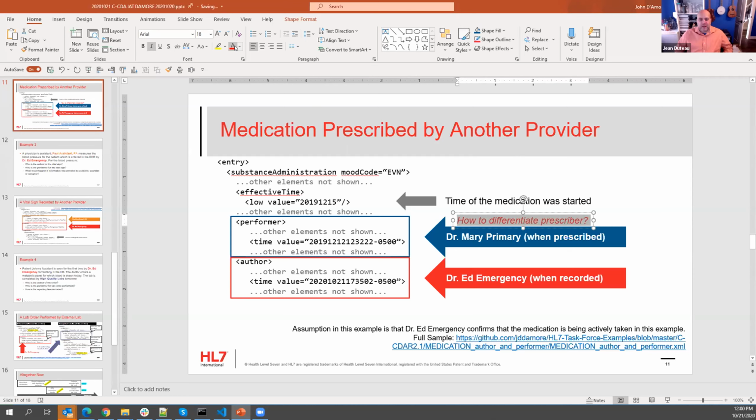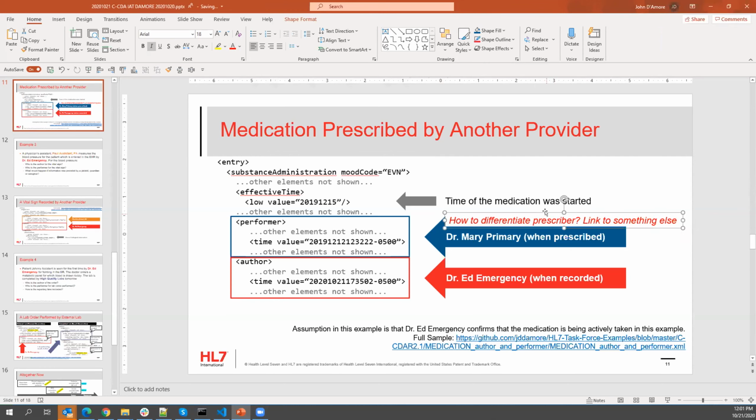Yeah, that's what I was going to say. The performer could be a doctor, obviously, but that's the person who did the administration, the author, of course, being the person that recorded it. So how do you differentiate the prescriber? You'd almost need to have a link from this back to the RQO, the order, and the author of that would be the prescriber. And wouldn't that thing in RQO be a supply rather than a substance administration? No, it's a request for an administration.